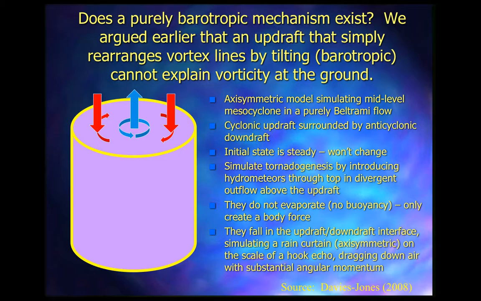So the question is, is there a mechanism that doesn't involve temperature gradients that could in fact get the vorticity at the ground? We can't do it by tilting. Is there some other mechanism? So what Bob Davies-Jones did here, he said, well, let's think of this.